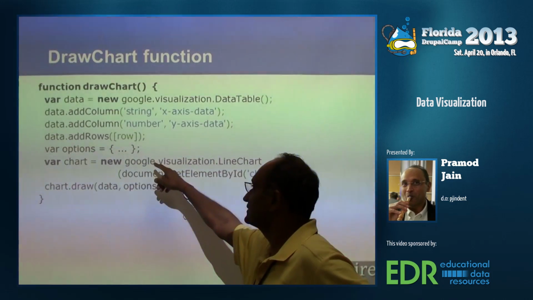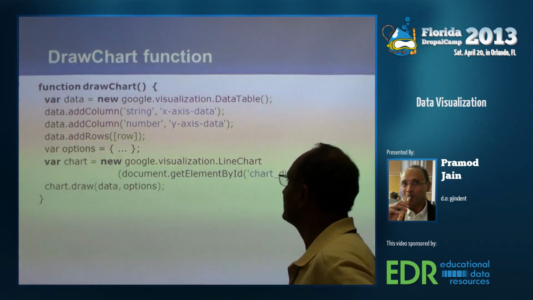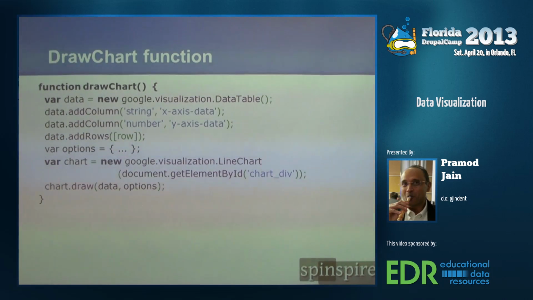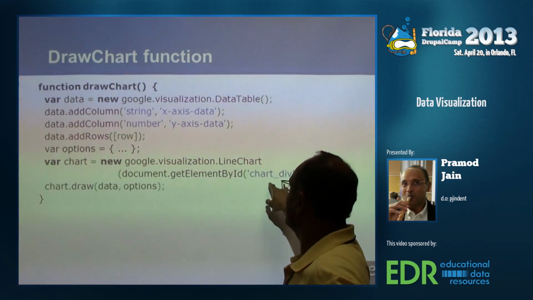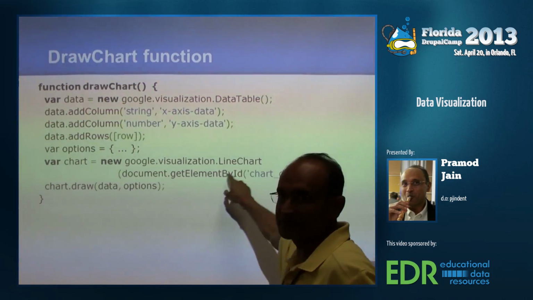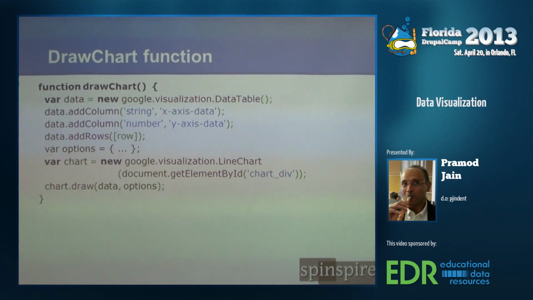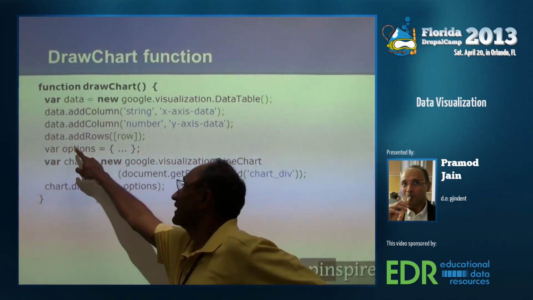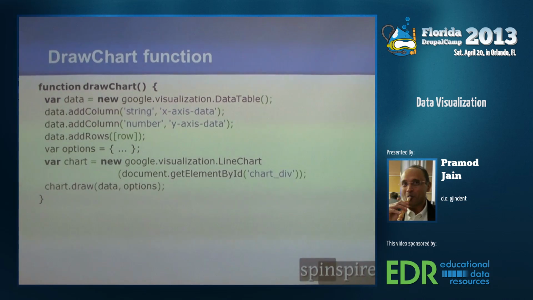Specify a bunch of options, and then this is your call to the line chart. So you call a line chart class, and you're inserting it into this div in the HTML, and then you call a method on chart to draw with this data and with these options. Okay? So nice clean API.